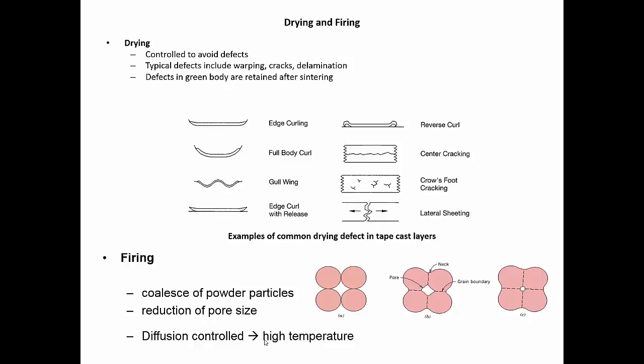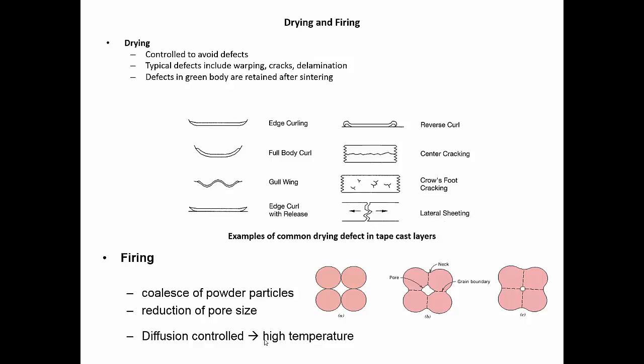So once you've made your slurry and you've put the tape down onto the polymer substrate, so your mylar, it then has to be dried in an oven. You have to control that drying rate to avoid defects. Typical defects that we can get include warping, cracks and delamination.